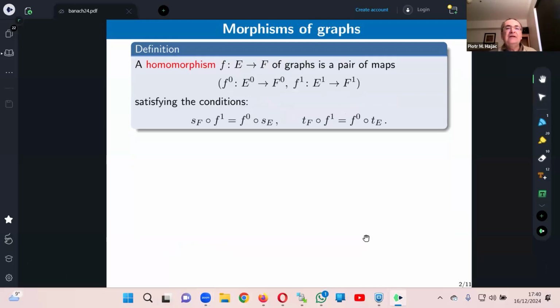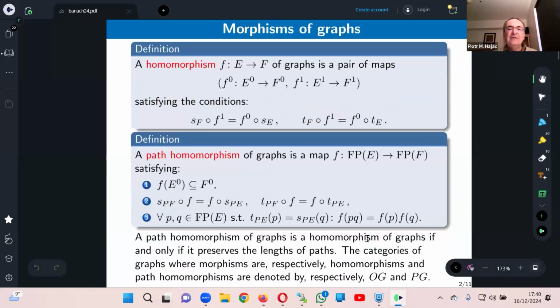Basically, we have the usual homomorphisms of graphs, which map vertices to vertices, edges to edges, preserving the endings and the beginnings of the edges. But we can do something more fancy, and it's actually needed in real life, so-called path homomorphisms of graphs. Here we again map vertices to vertices, but we no longer map edges to edges, and it's basically given as a map between the space of finite paths in one graph and the space of finite paths in another graph.